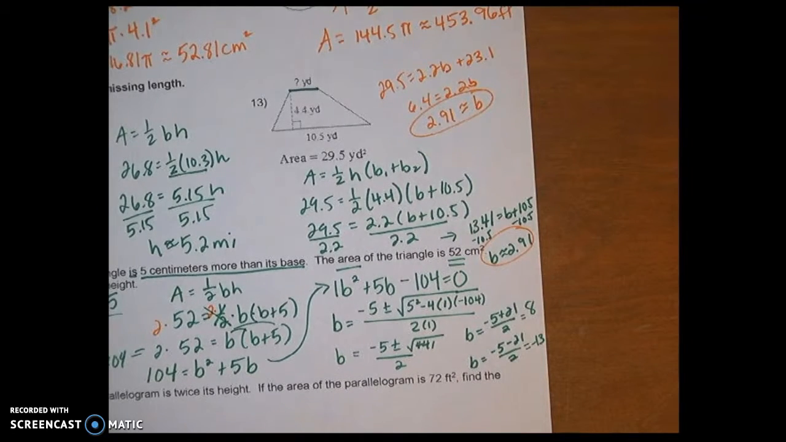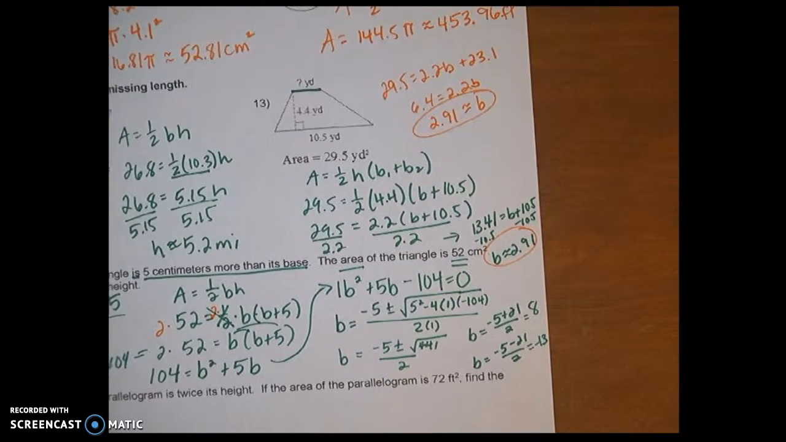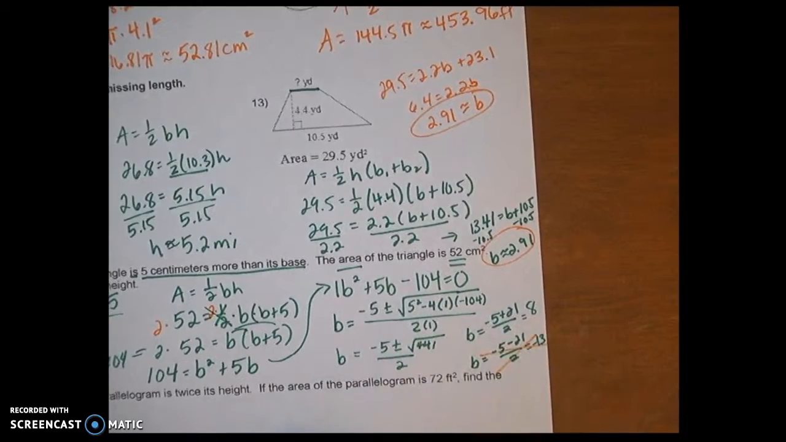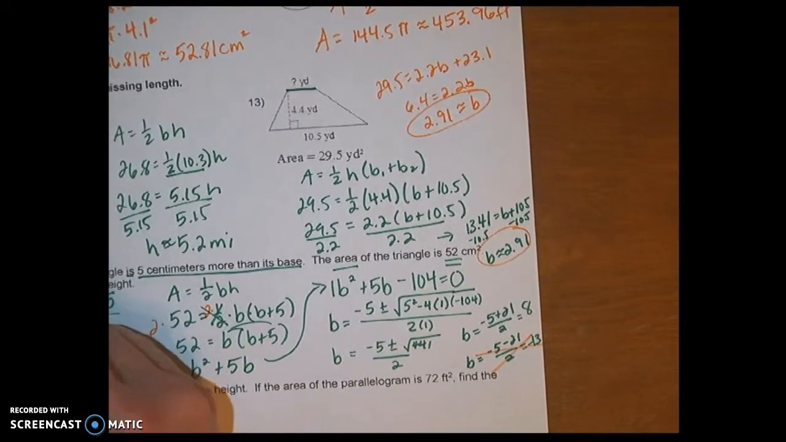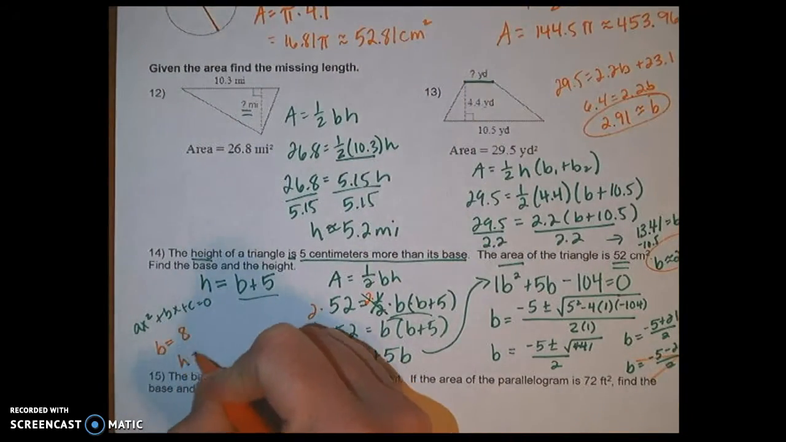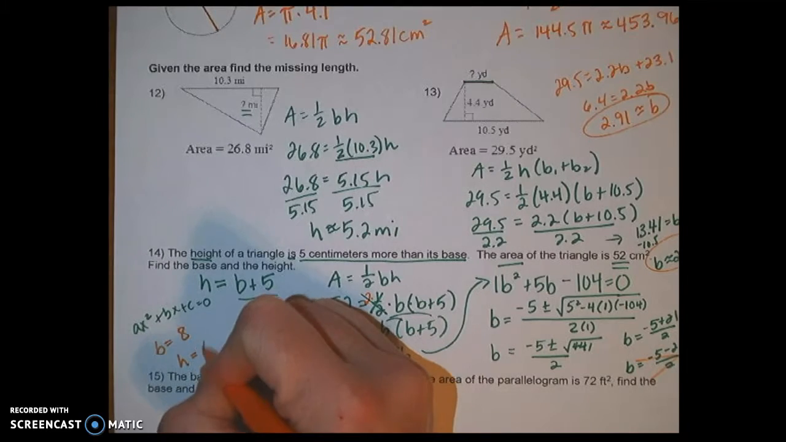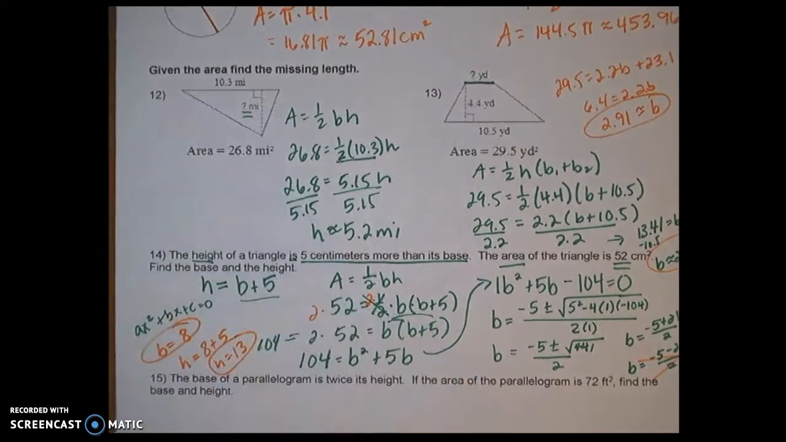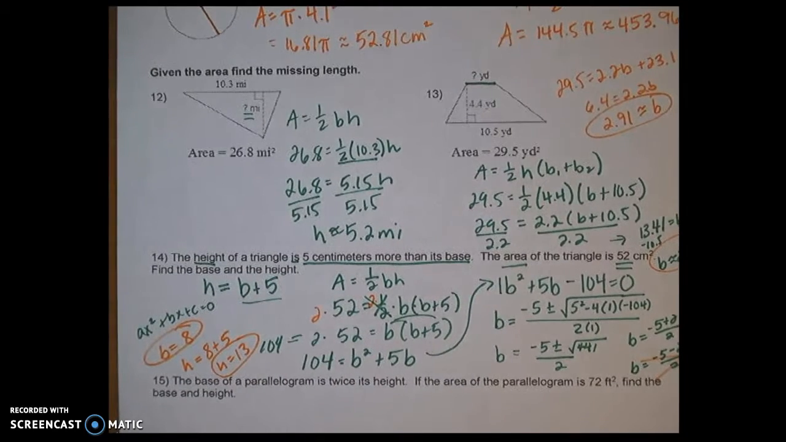Remember, you're looking for the base and the height of the triangle. So therefore, I can't have a negative base, so that -13 is gone. And my answer would be that the base equals 8, which means the height is 8 plus 5, so the height is 13. So I've got a height of 13 and a base of 8.